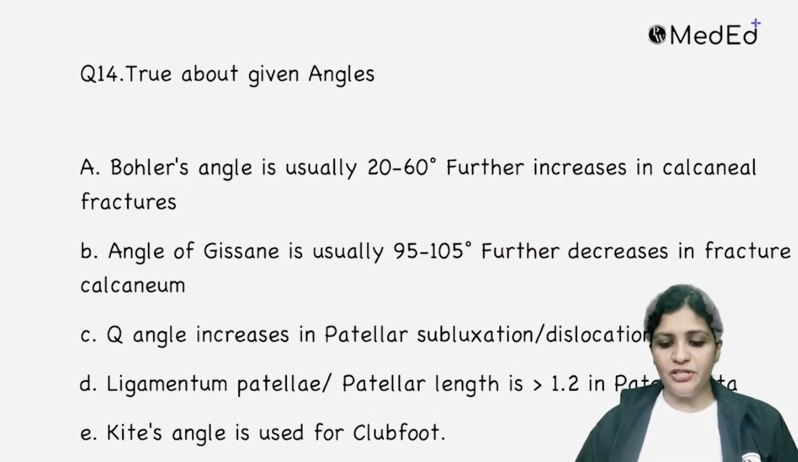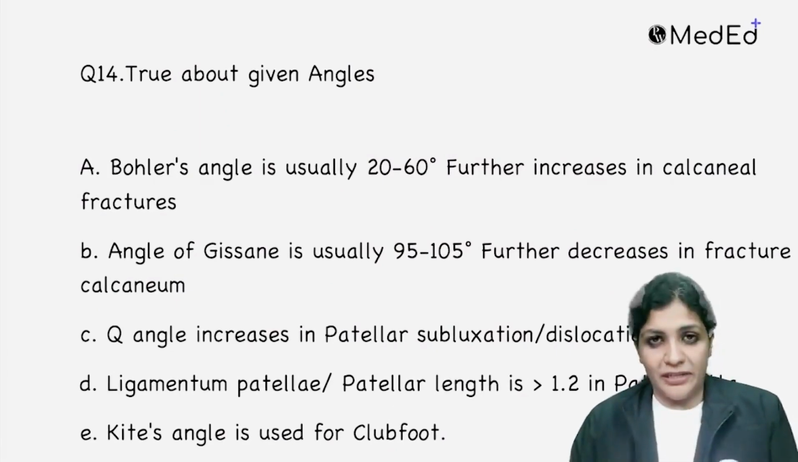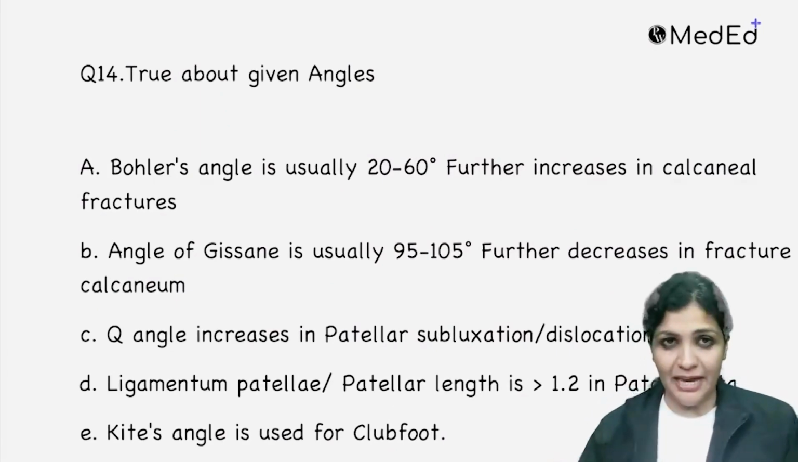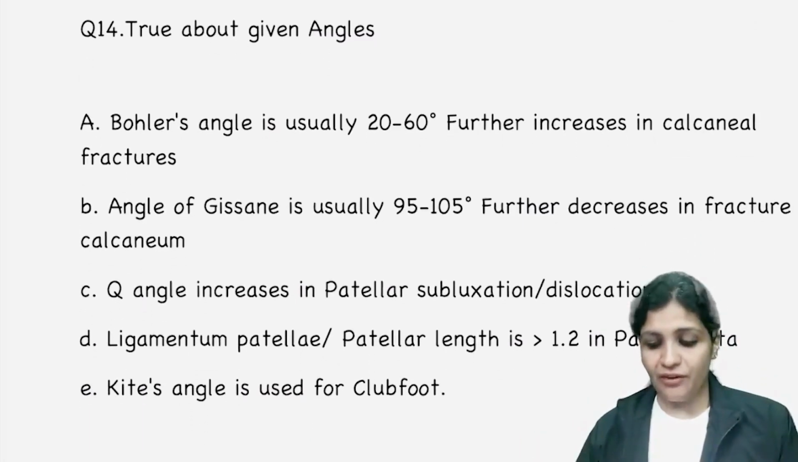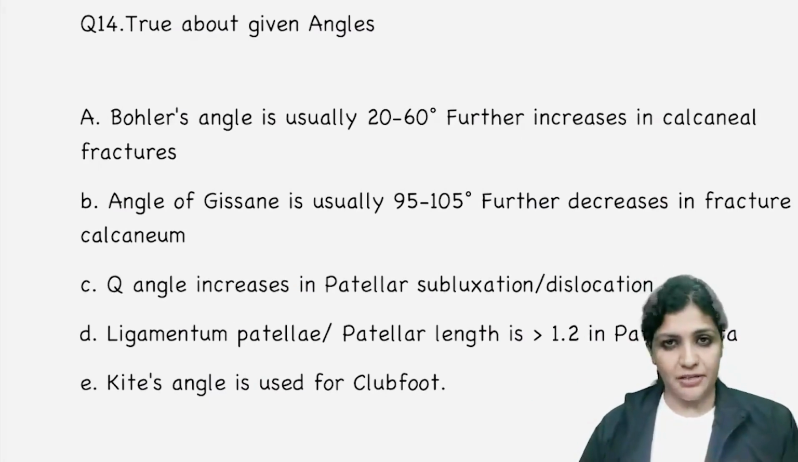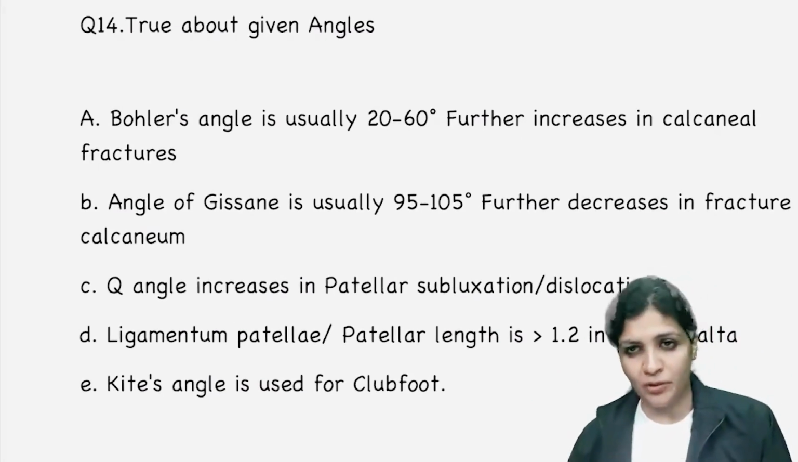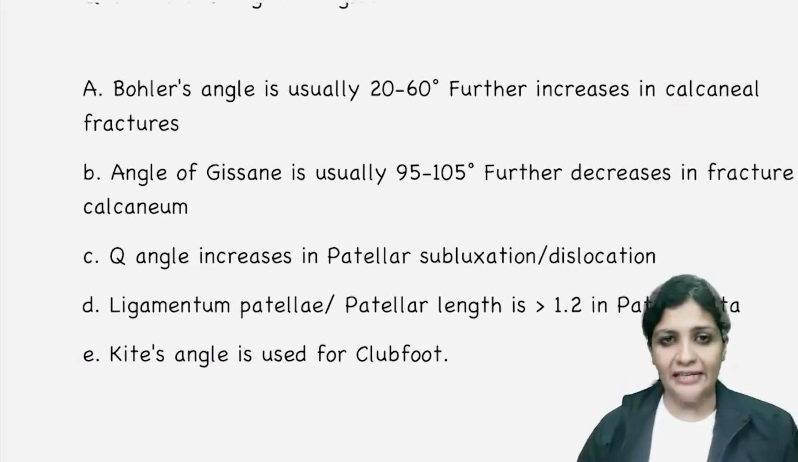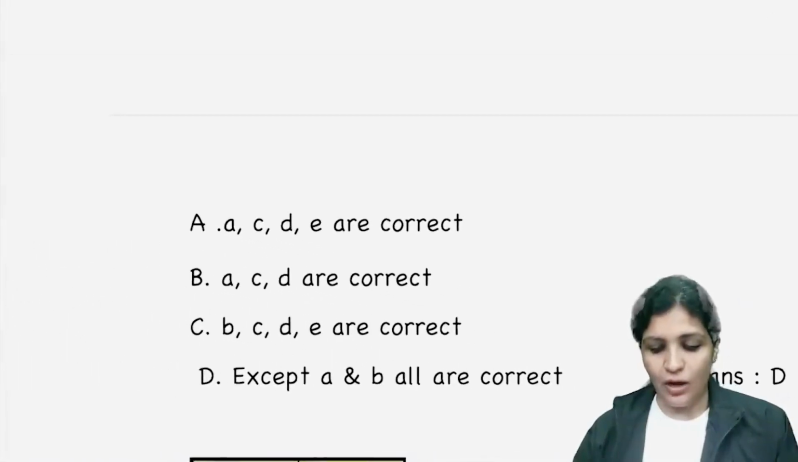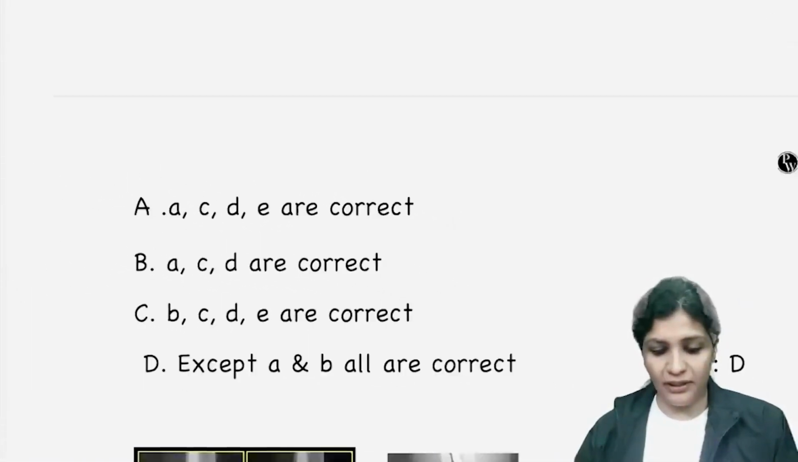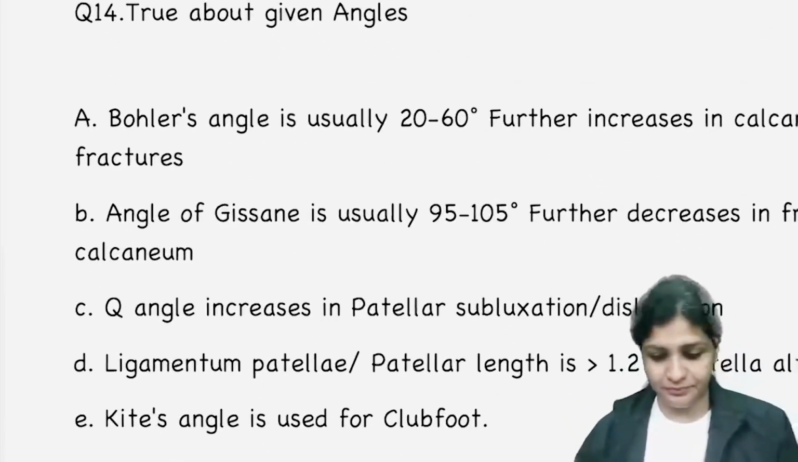Now answer this question: true about given angles. The Bowler's angle is usually 20 to 60 degrees and further increases in calcaneal fractures. Angle of Gissane is usually 95 to 105, further decreases. Q angle increases in patella subluxation. Patellar length is more than 1.2 in patella alta, or Kite's angle is used for club foot. So are they correct? Are they wrong? What do you think about the various angles given here?